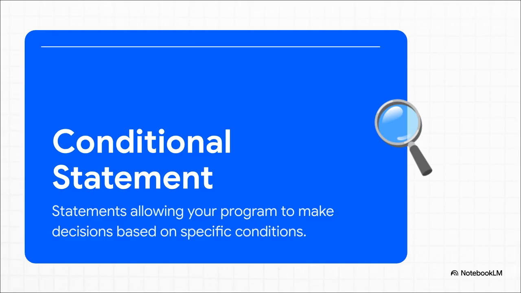The absolute foundation of everything we're talking about today is conditional statements. By definition, these are statements that allow your program to make decisions based on specific conditions. So instead of just blindly running code line by line, your program actually pauses, asks a question, and then acts based on the answer. It's really cool.